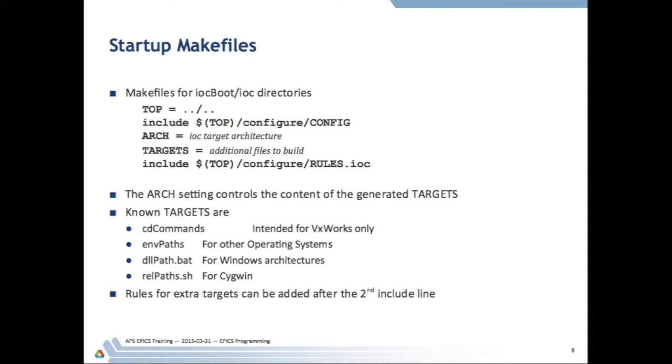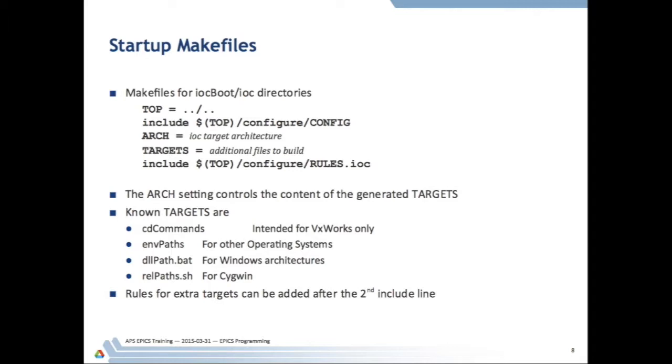And so targets is going to contain one of these four files: the cdCommands file for VxWorks, envPaths for most of the other operating systems. If you're building on Windows, then you'll want a dllPath.bat file, which allows you to set up the path so it can find shared libraries, find DLLs. And if you're using Cygwin, then relPaths is basically the same thing as dllPath, but for Cygwin.